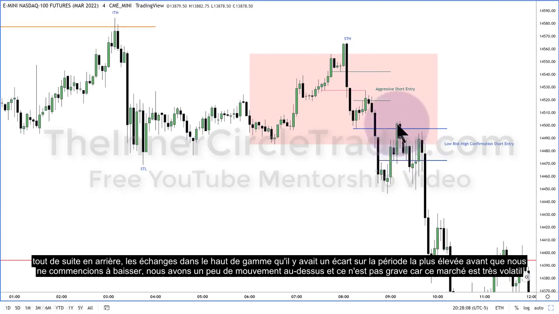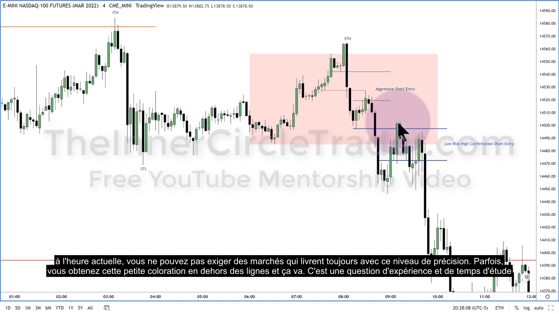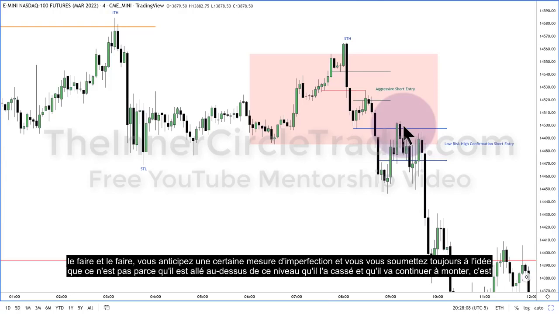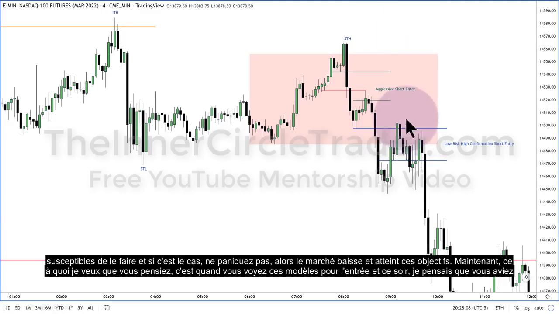We have a little bit of movement above it, and that's okay, because this market is very volatile right now. You can't demand the markets to always deliver with this level of precision. Sometimes you get this little coloring outside the lines, and that's okay. That's a matter of experience and time studying it and doing it. You anticipate a certain measure of imperfection and still submit yourself to the idea that just because it went above that level doesn't mean it broke it and it's going to keep going higher. It's likely to do that, and if it does, don't freak out. Then the market trades lower and reaches for those targets.